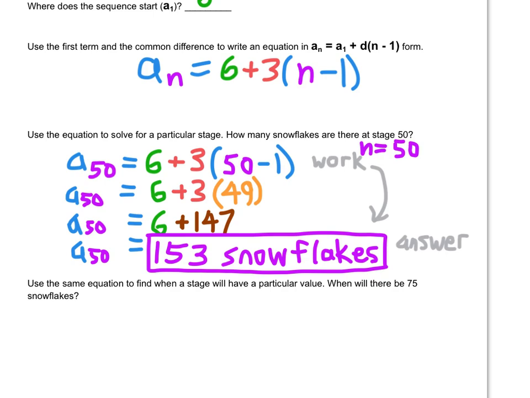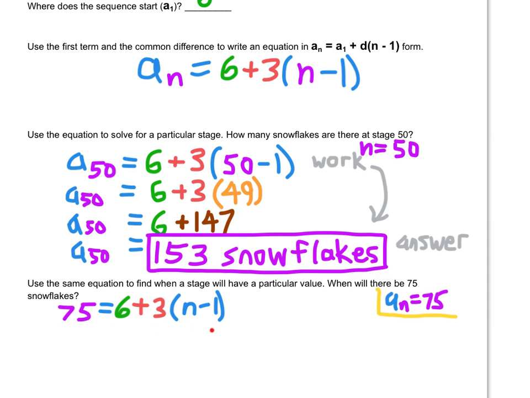Now I know the snowflakes, 75 snowflakes, and I'm trying to find the stage. So do I know the a sub n part, or do I know the n part? Take a moment and write down what you think this equation looks like. Otherwise, we get 75 equals 6 plus 3 times the quantity n minus 1.